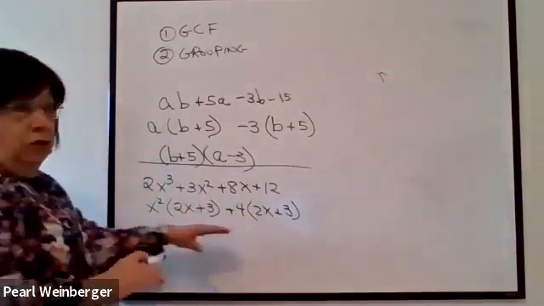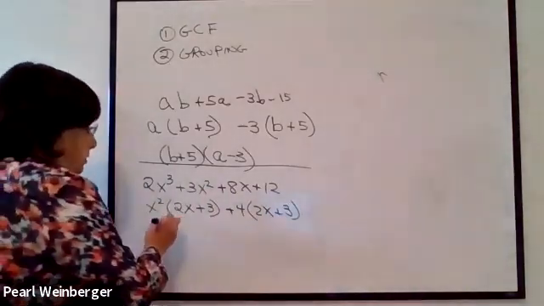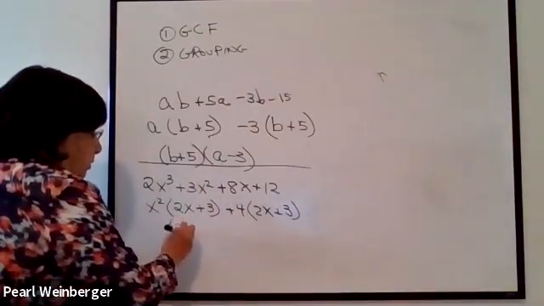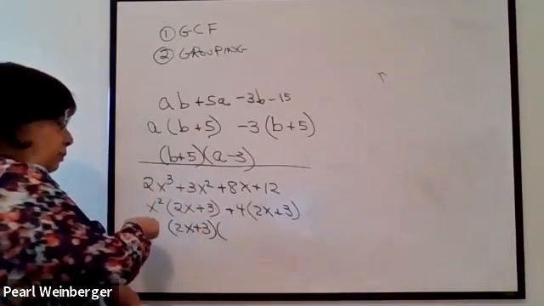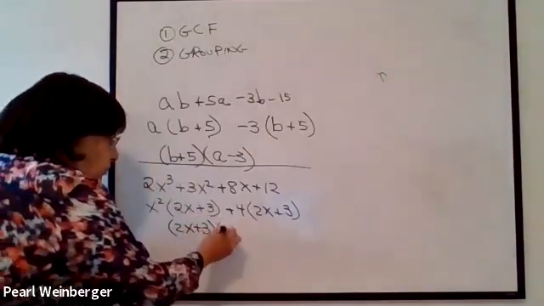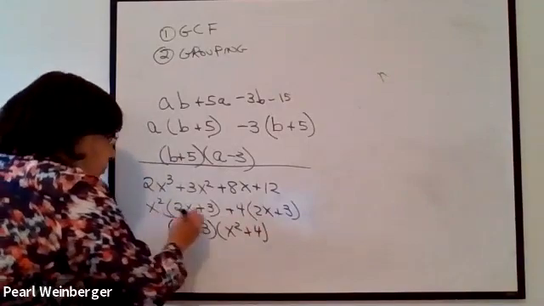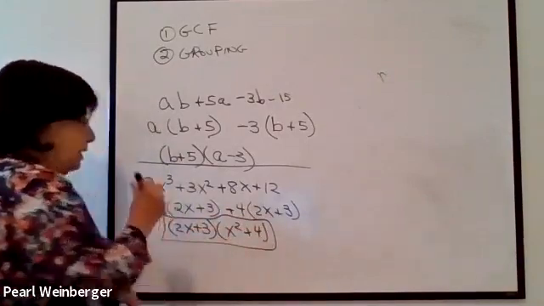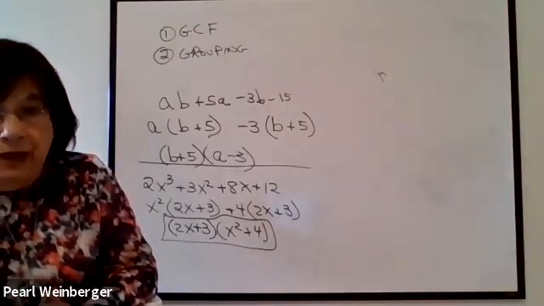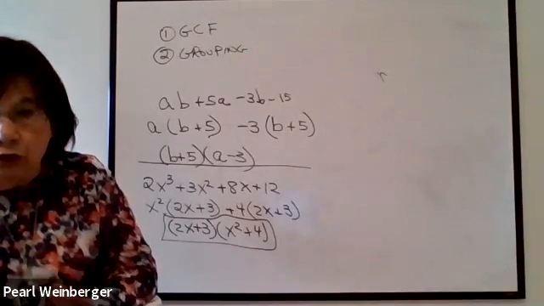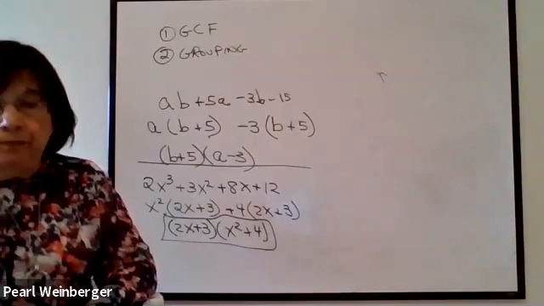And again, this doesn't always happen. You don't always get a common binomial factor. But in this case, we do. We have a common factor of 2x plus 3. That goes in the front. And on the second parentheses, we do the x squared from the first and the plus 4 from the second. And this would be your answer. I hope everybody was able to get that answer. That is called factoring by grouping. And that's the second type of factoring we have talked about.